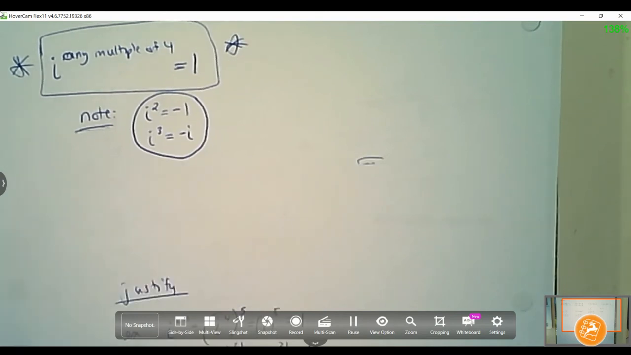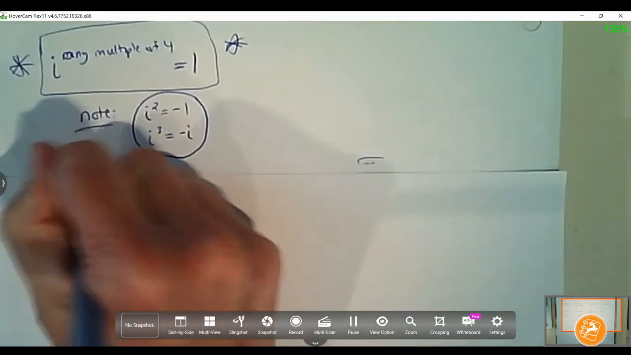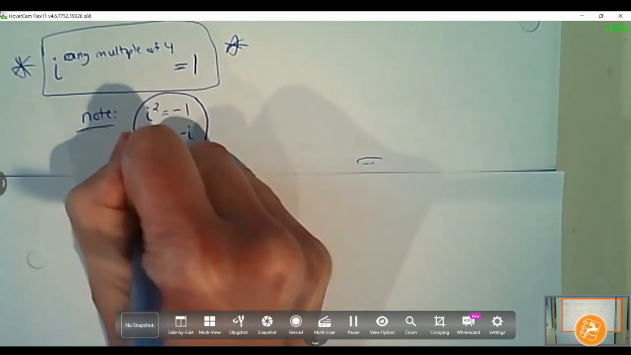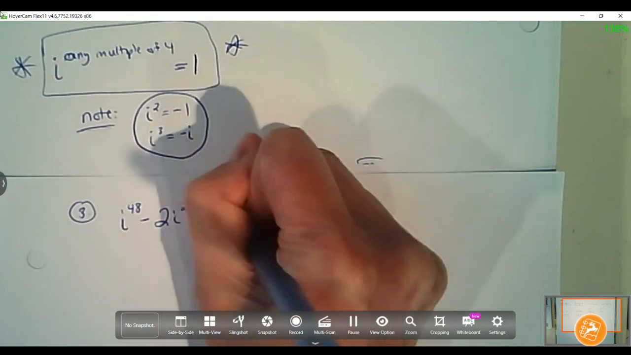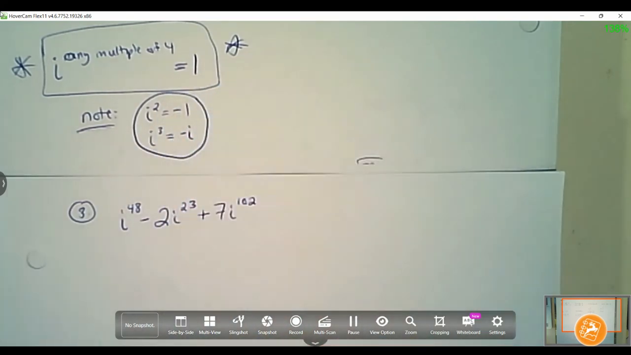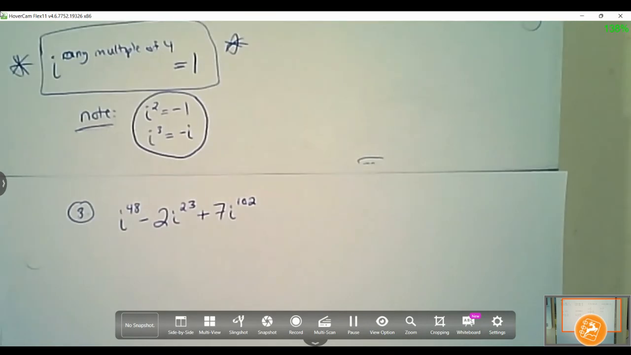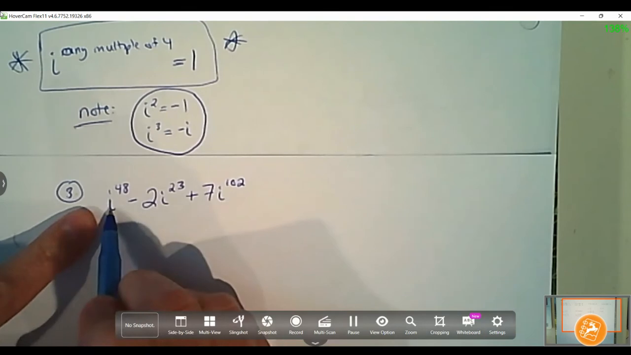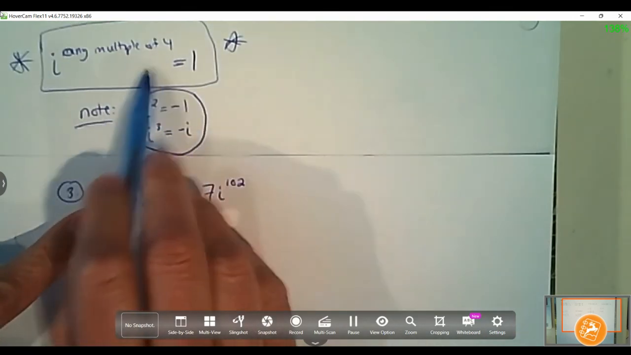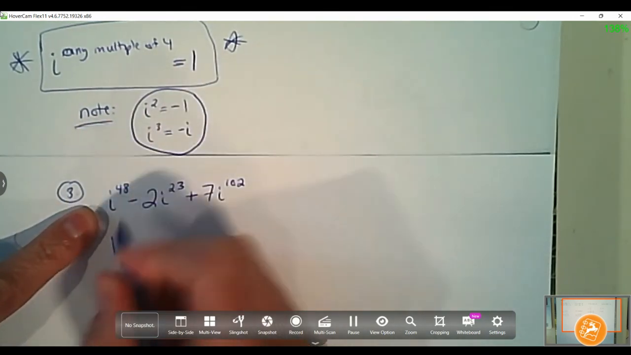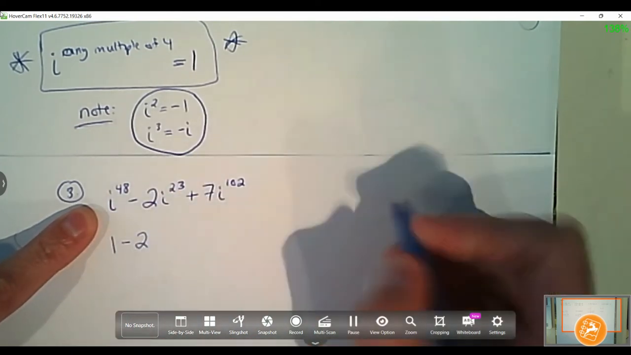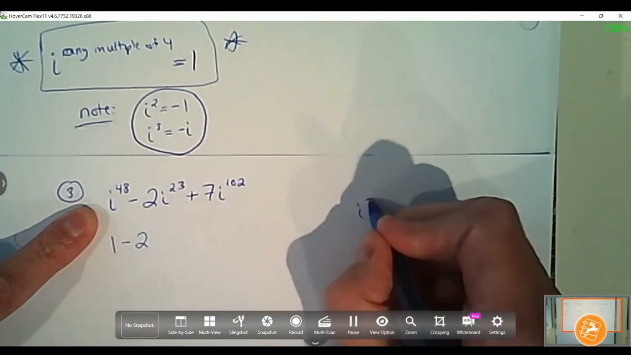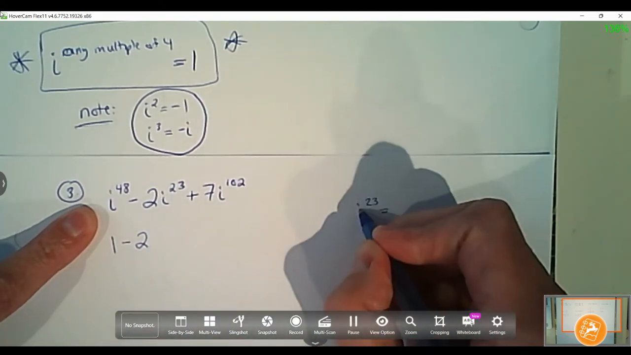So this is a nice shortcut for any larger power of i. Let's try one more. I'm going to make it a little more complicated. Let's say that for our next one here, I have i to the 48th minus 2 times i to the 23rd plus 7 times i to the 102nd. Okay, it's a little crazy. I don't know why you'd ever want to evaluate that or simplify it, but we can. All right, so you're going to have to do each one of these. So i to the 48th, well, 48 is a multiple of 4. So we can replace that immediately with the number 1, which is great. And then for i to the 23rd, you can work that out right here, or you can go off to the side. Go ahead and find out what i to the 23rd is.